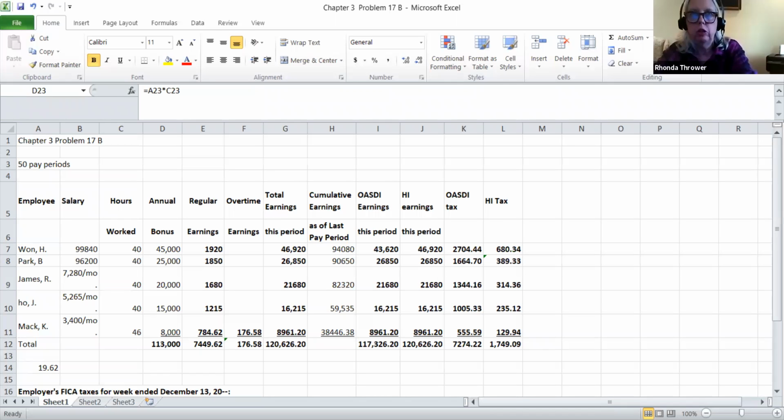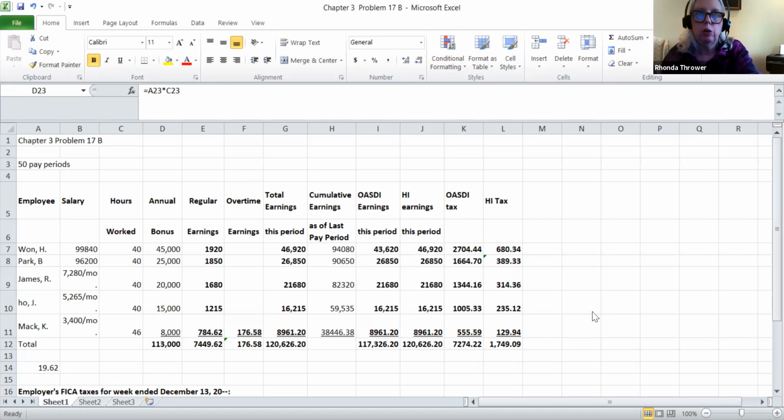Class. Today, what we're going to be looking at is the last problem in this chapter in your B problems anyway. We're going to look at 17B. I'm sharing my Excel spreadsheet with you that I've made up.